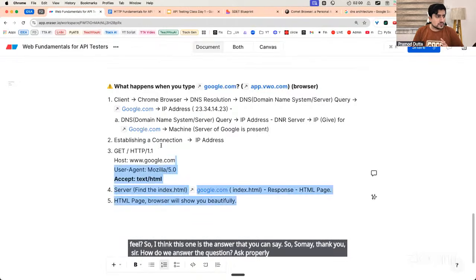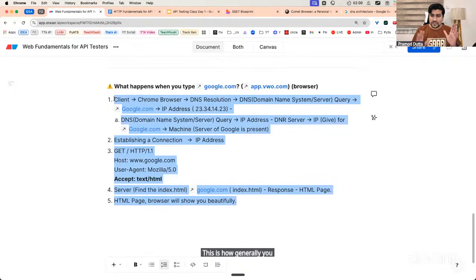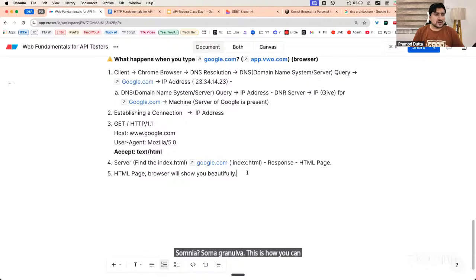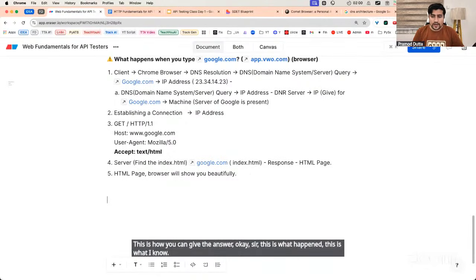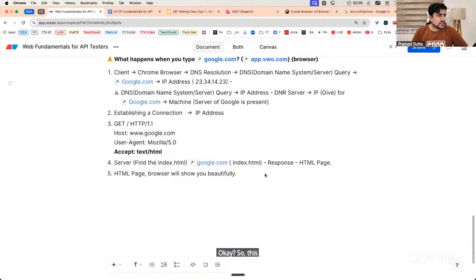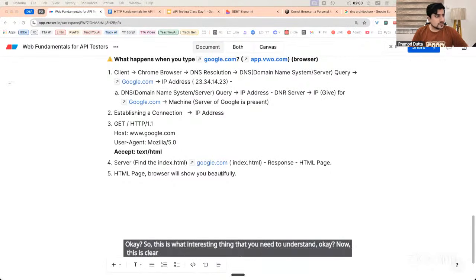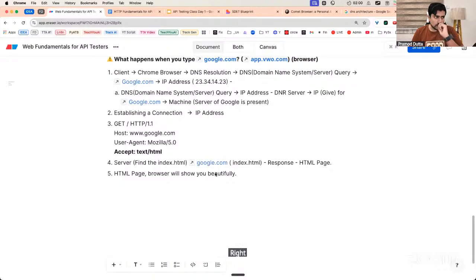This is how generally you can give the answer. Simple. This is how you can give the answer. Sir, this is what happened. This is what I know. Okay. So this is an interesting thing that you need to understand. Now this is clear, everyone. Right? This is clear, everyone.